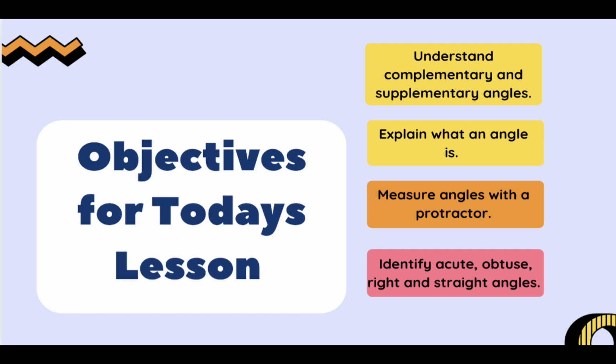Today we're learning about how we measure angles and some kinds of special angles. By the end of this lesson, you should be able to understand and identify what complementary and supplementary angles are, explain what an angle is, measure angles with a protractor, as well as identify acute, obtuse, right, and straight angles.